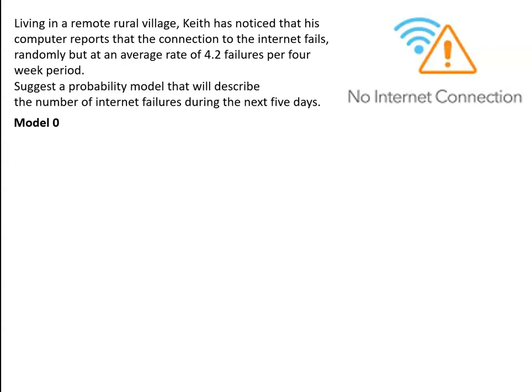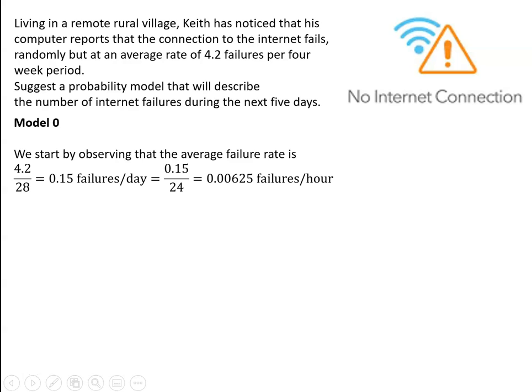So, first of all, let's try a very crude model. We'll start off by observing that the average failure rate is 4.2 failures in 28 days. So that's 0.15 failures per day, or if we like, it's 0.15 divided by 24, so 0.00625 failures per hour. So in 5 days, we would expect 5 times 0.15, which is 0.75 failures.